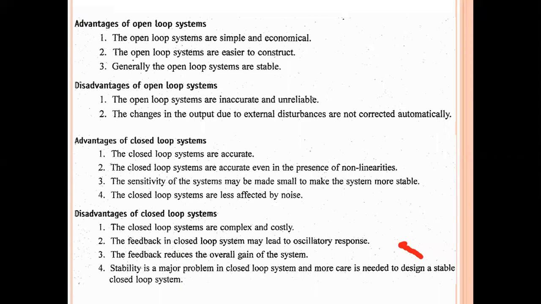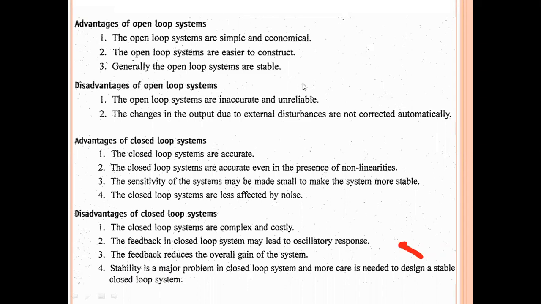That is the difference between a fan and an AC. See, the fan costs around 800 to 1,000 rupees. The AC costs around 25,000 and more. So this is the difference between open loop and closed loop. The fan looks very simple, but coming to the AC, the number of components is very high. So it is complex and costly. That is a major disadvantage.